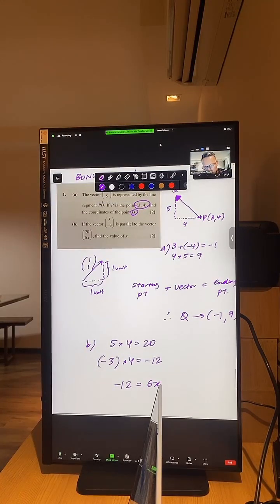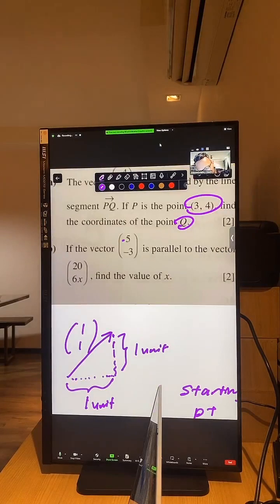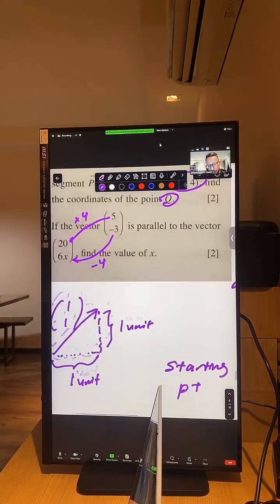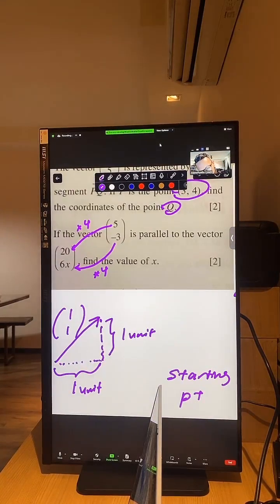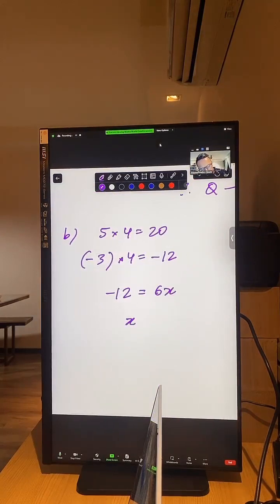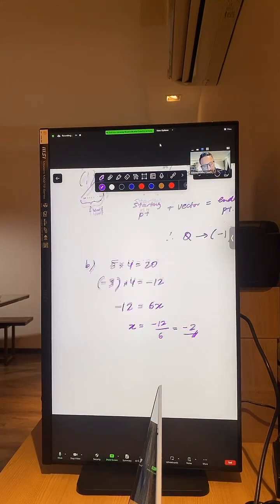I hope you all can see that. So 5 times 4 equals 20, minus 3 also times 4 gives me 6x. Minus 3 times 4 gives me minus 12, and minus 12 equals 6x, which means that x is equal to negative 12 divided by 6. x is equal to negative 2.